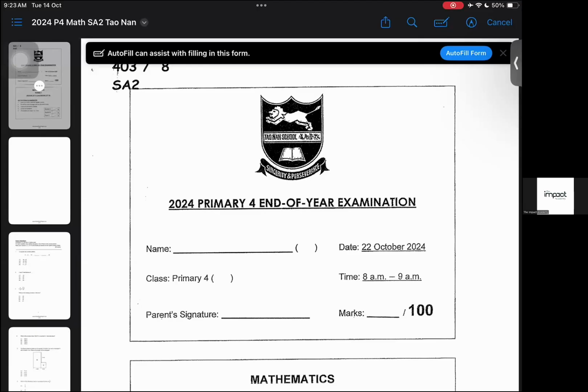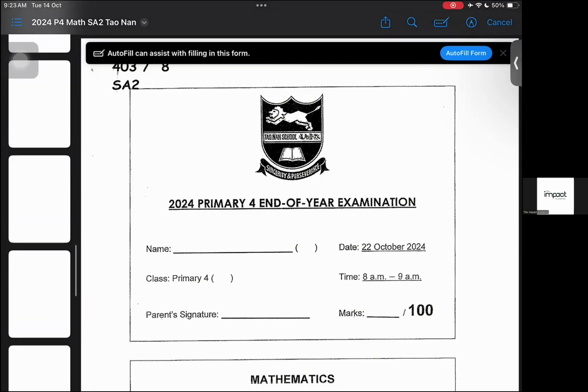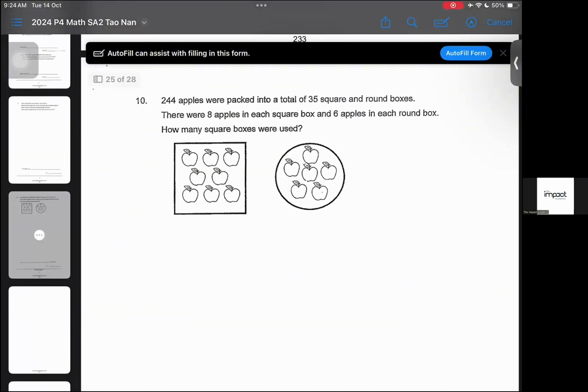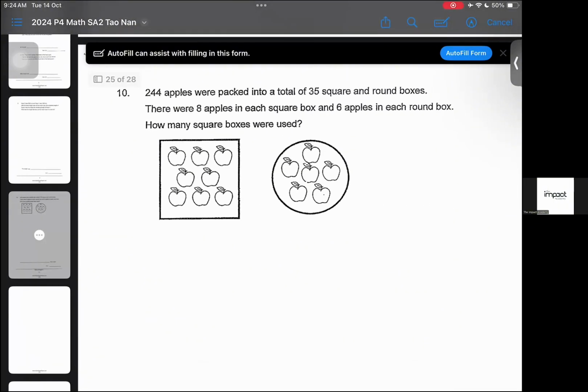Everyone, today we are looking at P4 2024 Tao Nan. Okay, so without any further ado, let's get right into it. I'm going to start from the most difficult question, which is the one at the back. Then I'll just do all of the problem sums.